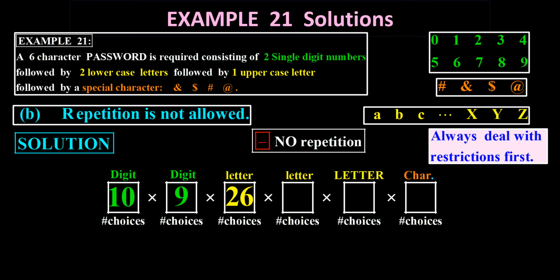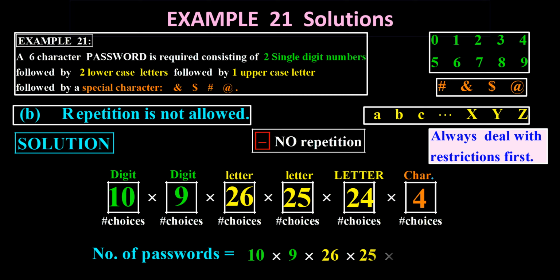26, but now we're using up one of the letters, so that's 25. Now for uppercase, it's one of the letters. We already used 2 of the letters. That means I have 24 there. Characters, I haven't used characters yet, so I can choose any of the 4. So the number of passwords we can make with no repetition allowed would be 10 times 9 times 26 times 25 times 24 times 4, and I'm sure you need a calculator to do that.